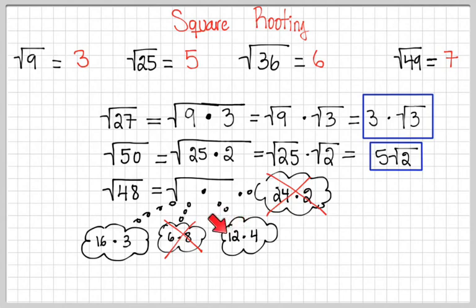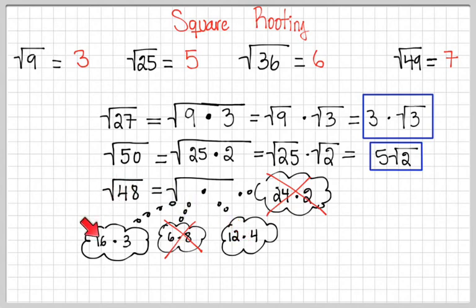Let's see. 12 times 4. 12 is not a perfect square because nothing times itself is 12. 4 is a perfect square because 2 times 2 is 4. So this might be a possibility. Let's look over here. 3 is not a perfect square because nothing times itself gives me 3. 16 is a perfect square because 4 times 4 is 16. So I have this perfect square here, and I have this perfect square here.